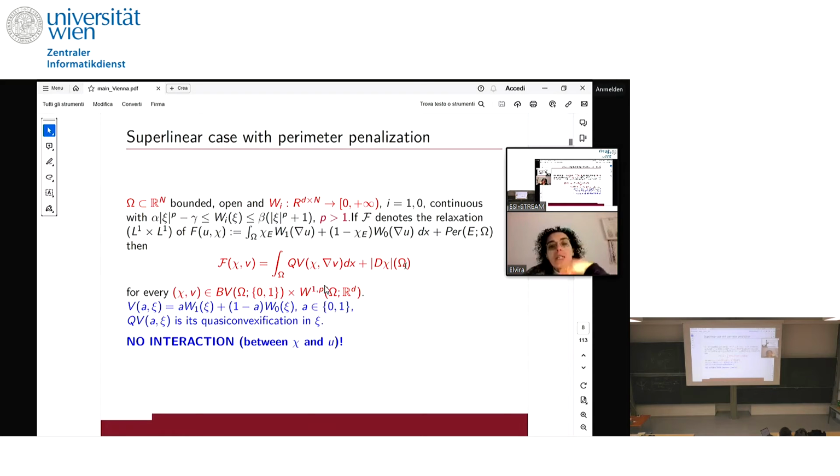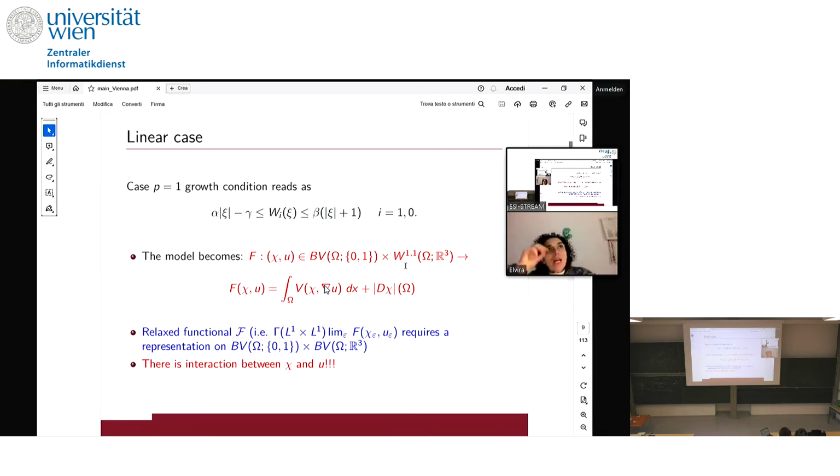So the next question that we addressed was: what happens if now we start with Sobolev fields, but W1 and W0 have linear growth? In this case the energy is still the same. The natural topology for which it's automatic to have compactness is again L1 times L1, or in other words, BV weak star times BV weak star for both chi and u. And because V has linear growth in the gradient variable, it's natural to expect that we end up in BV, and so there will be an interaction between chi and u.